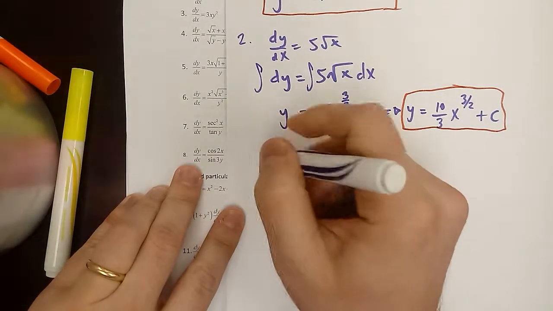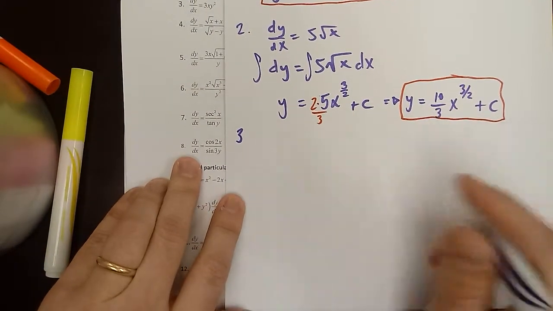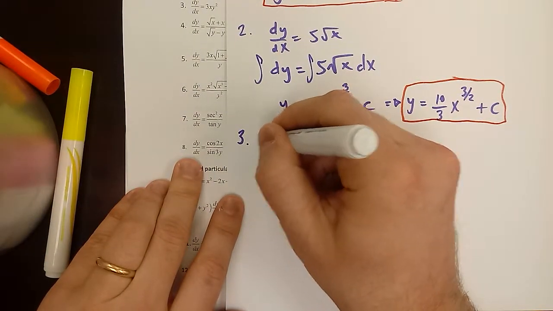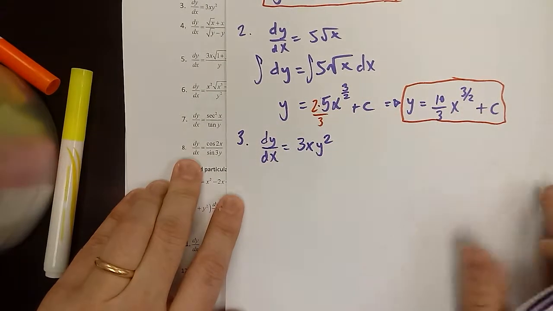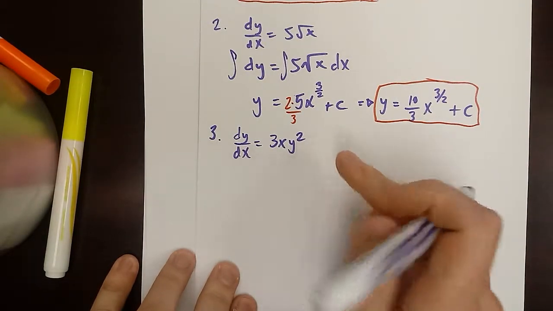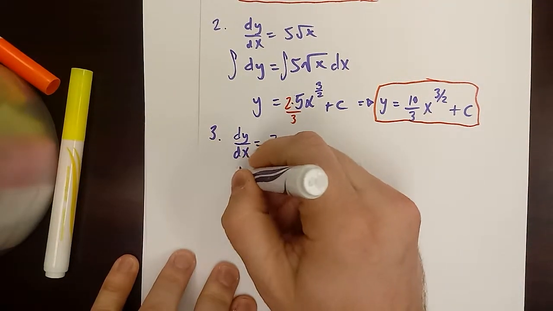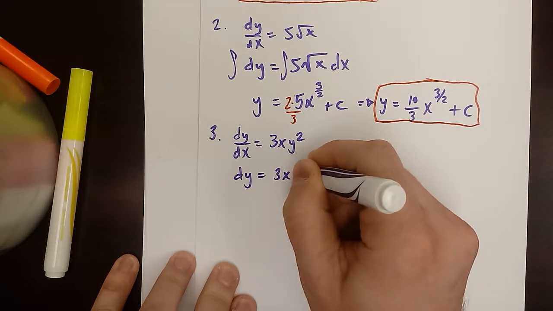All right, number 3. And again, these are just like, what? I didn't even have to do any separation of variables. dy/dx is equal to 3xy squared. Hey, now we've got to do it. Okay. So, as we separate out the variables, we'll multiply both sides by dx. So we get dy is equal to 3xy squared dx.